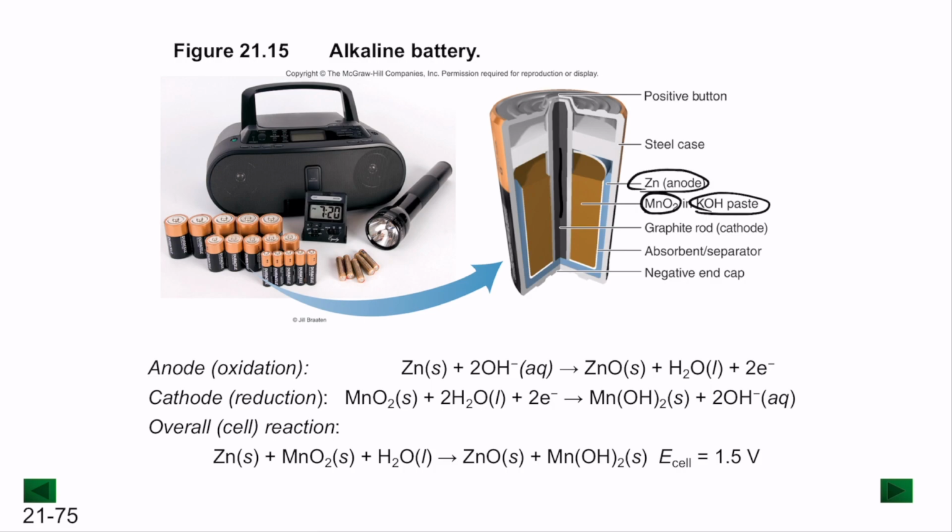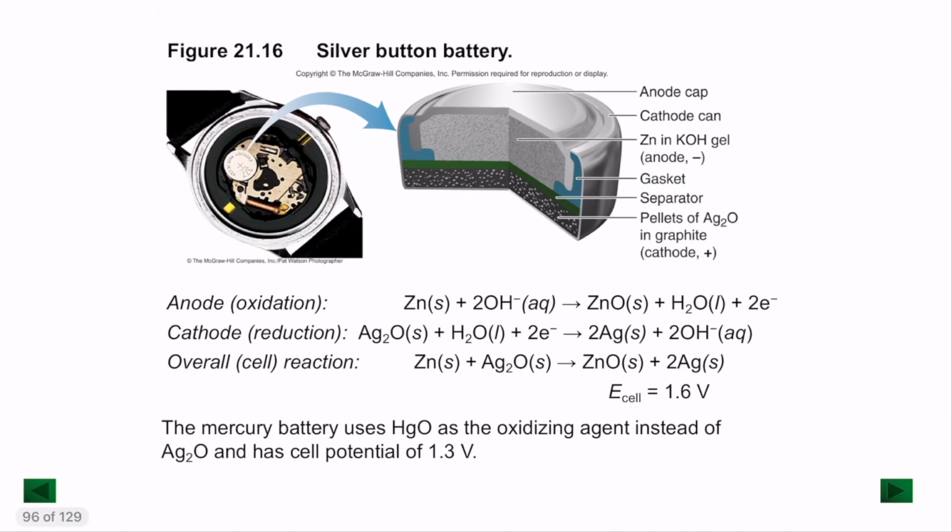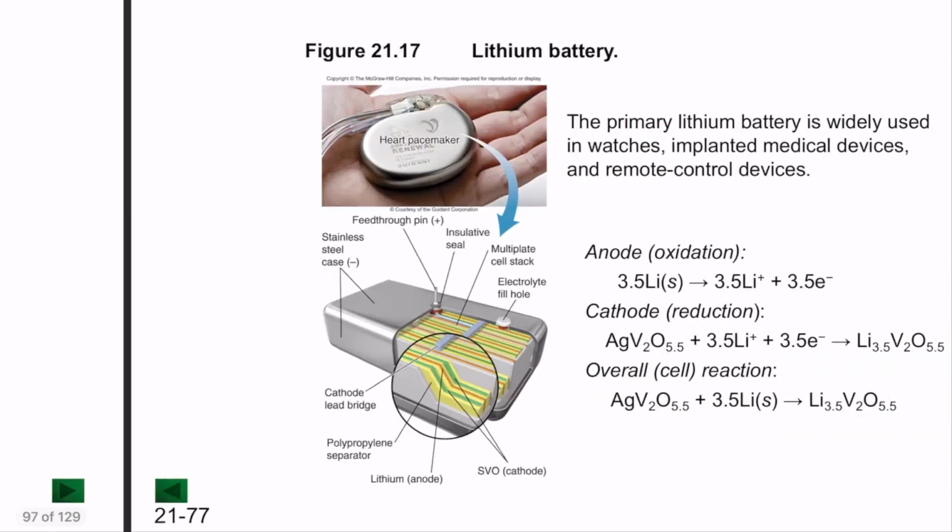And you have the negative end of the cap and the positive end of the cap. The positive end of the cap generally connects to the graphite rod, and the negative end of the cap is generally connected to the zinc. This causes a reaction where the manganese oxide and zinc exchange electrons, resulting in a cell potential of around 1.5 volts. Next, let's talk about a silver button battery, most commonly used in watches and really small equipment. This also uses the same principle, but rather than manganese oxide, you have silver oxide, which results in an overall potential of around 1.3 volts.